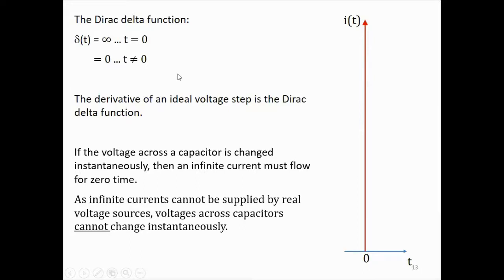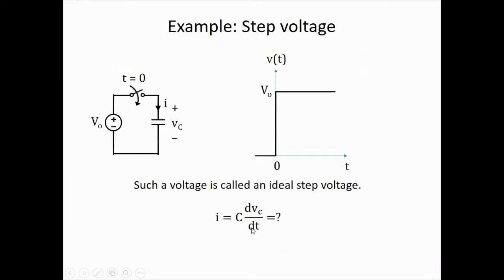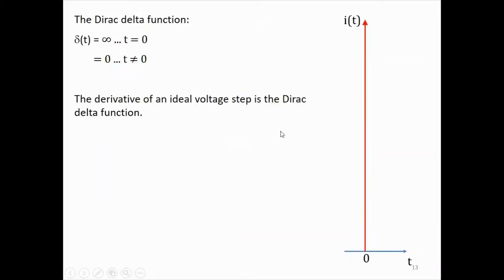So another way of saying this is that the derivative of an ideal voltage step is the Dirac delta function. Okay, so let me go back here. So we were asking this question. So this is the voltage. What is the derivative of this function? So this is, by the way, called a step function, an ideal step function. And the derivative of an ideal step function is the Dirac delta function, which is a function that is infinite at t equal to 0 and 0 everywhere else.